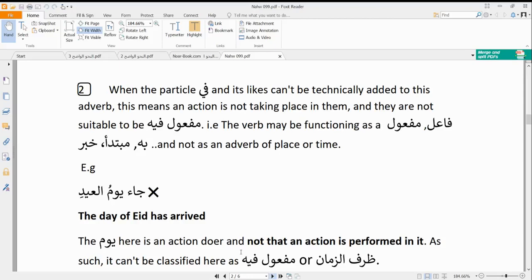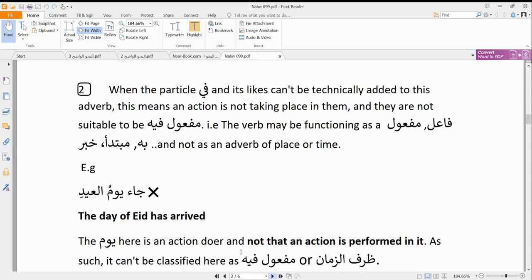So when we see one of these things we have called a zarf makan or zarf zaman, and it is in a particular place in a sentence where, if we put fi behind it, it would not make any sense, then we would realize that it is not functioning as maf'ul fihi here, because it could be functioning as something else. It could be a fa'il, a maf'ul bi, a mubtada, or a khabar, but at that particular time we cannot say it's working as a zarf zaman or zarf makan.